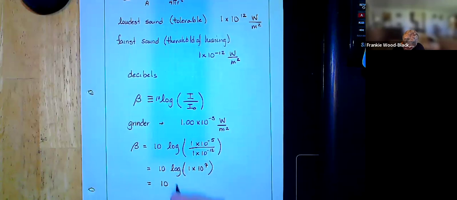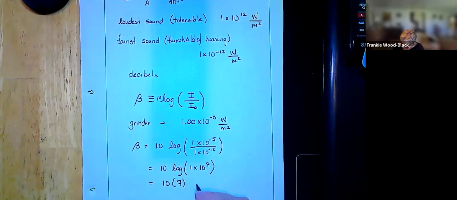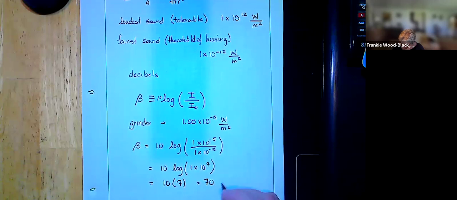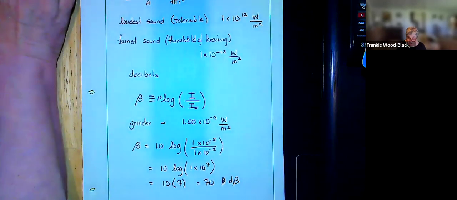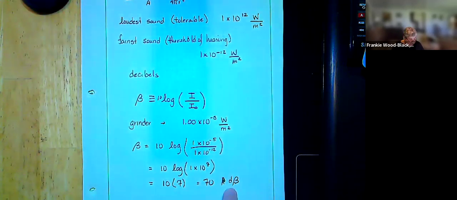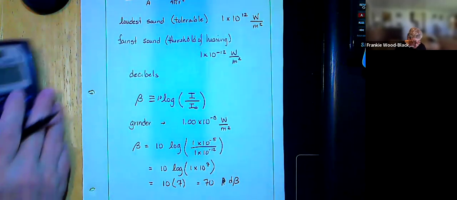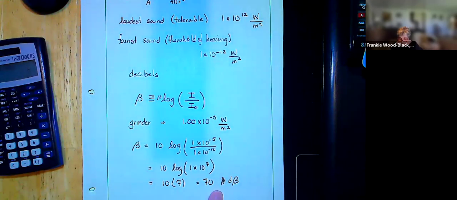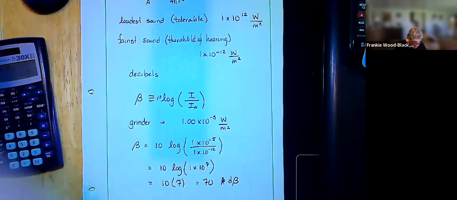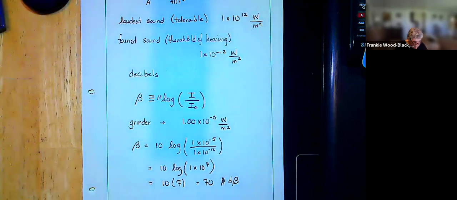This is going to be 10 times 7. This is going to give me 70 decibels. And usually we write decibels with that particular item. So you can calculate those decibels. Now, because sound is very unique, we want to work with our logarithms for a little bit.